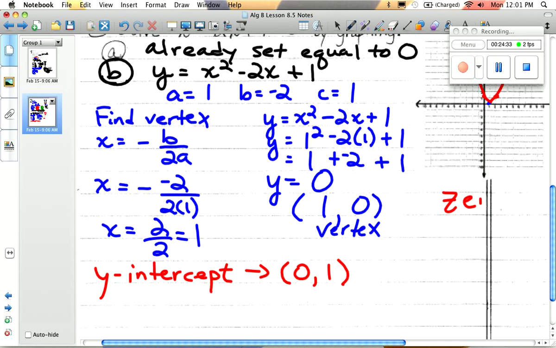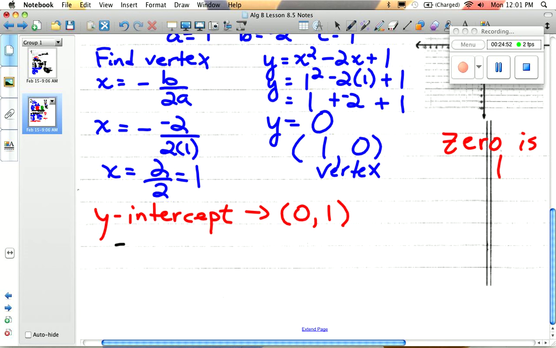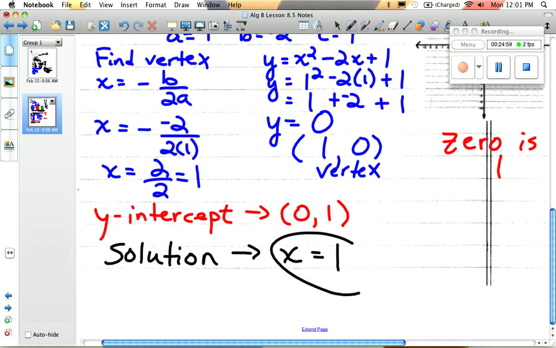So we have 1, 0, and what is the zero? It's just 1, right? Remember, the zero is the x value of the place where it crosses, so it's the x-intercept. So now we're going to say our solution for this equation is x equals 1. It's the only solution.